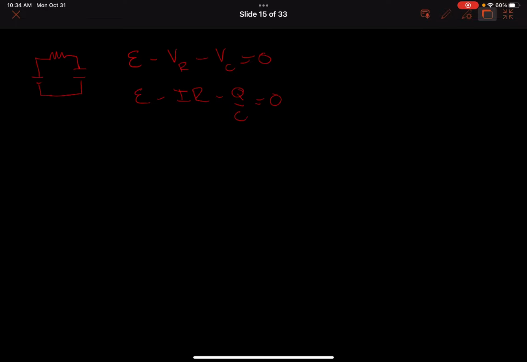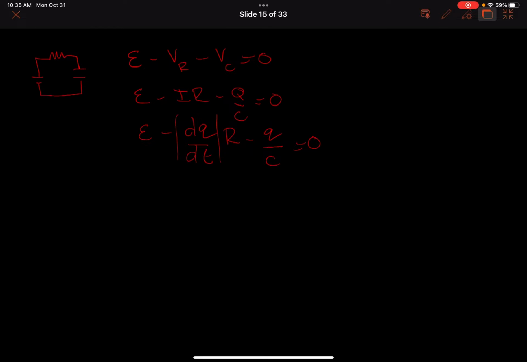We don't like to deal with I's and Q's, but we know that our I is actually our change in Q over change in time. And I'm going to be consistent with my little q here is equal to 0. Okay, so now we're going to isolate this here.